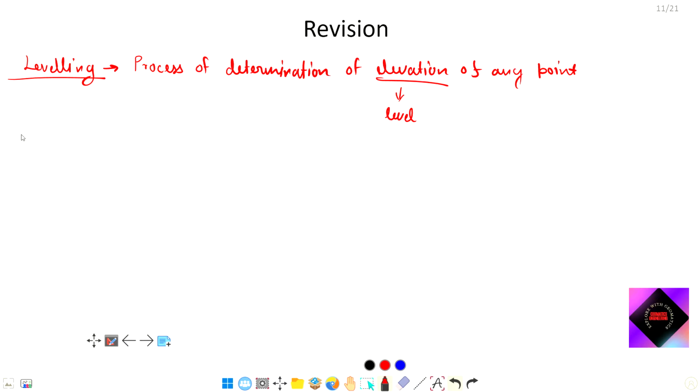Leveling is done with help of some reference. That reference is called datum. And there are also some known points of which we know the height. With help of those points we calculate the height of other points. So those points are called benchmark. So benchmarks are the points of known elevation.